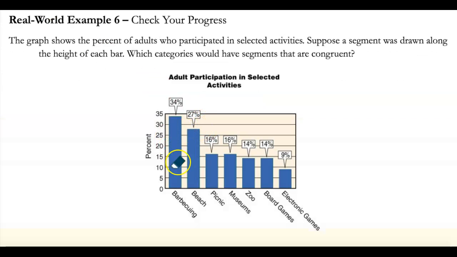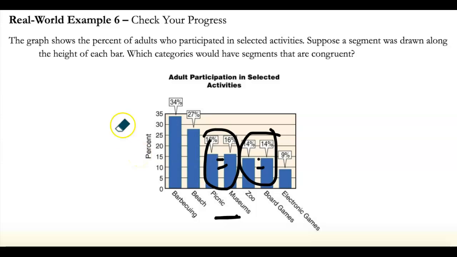So I want to know which segments are congruent. So congruent, again, means the same. So it looks like picnic and museums, they have the same height of 16. So they would be congruent to each other. And then the zoo and board games, those are both 14. So these are congruent to each other and these are congruent to each other. It just means that they have the same size or length.